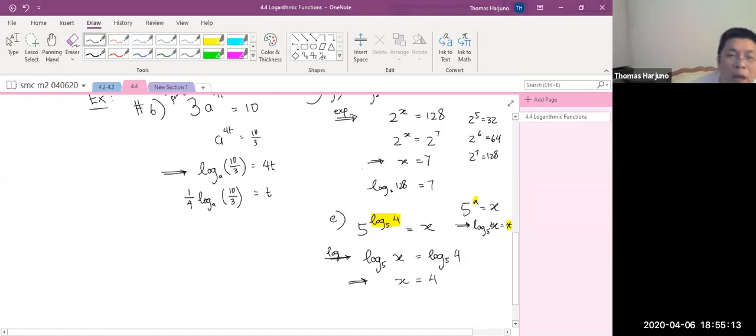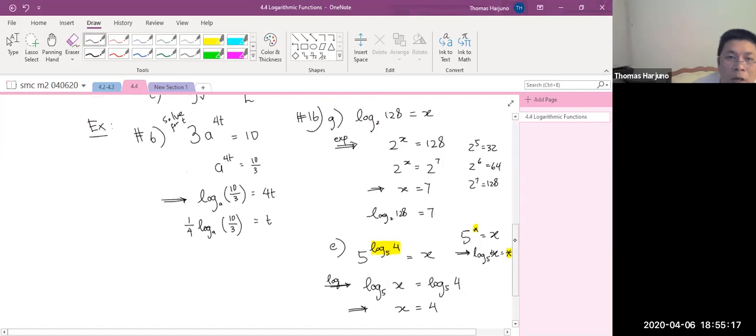My point from example G and example E here, number 16G and 16E, is when we try to compute the value, we rewrite them in exponential form or in logarithmic form first. Then it is easier to compute from there.